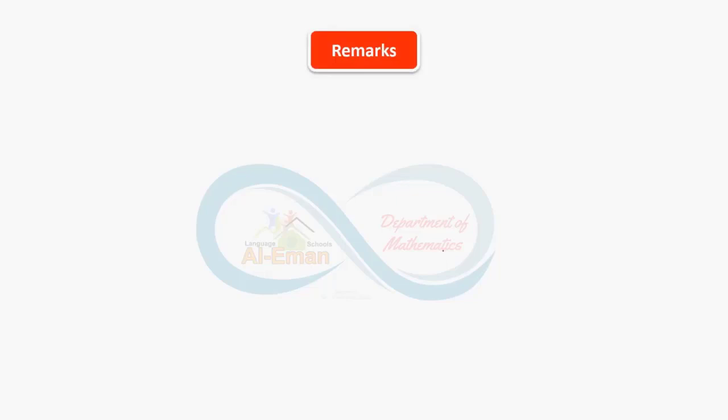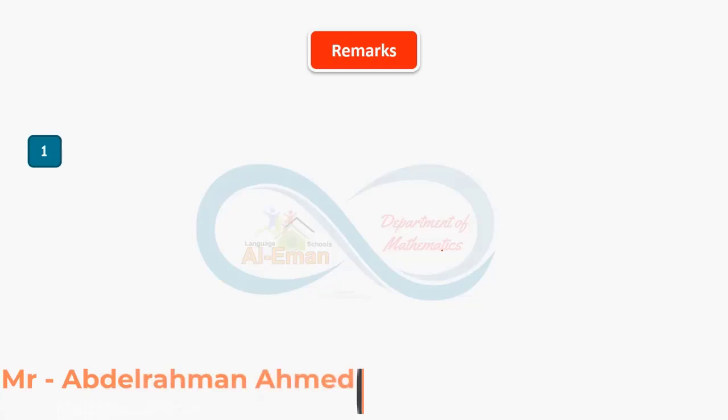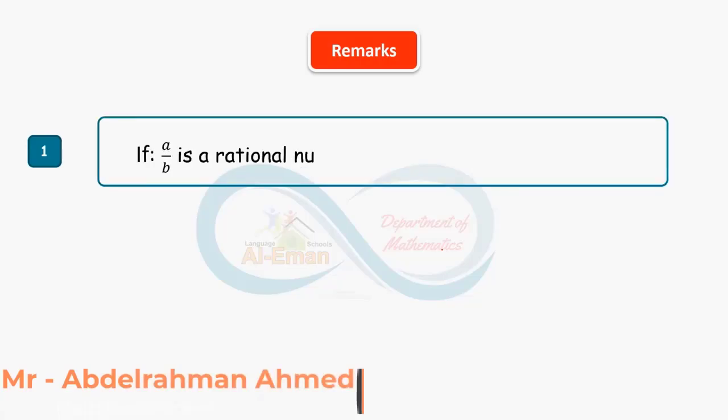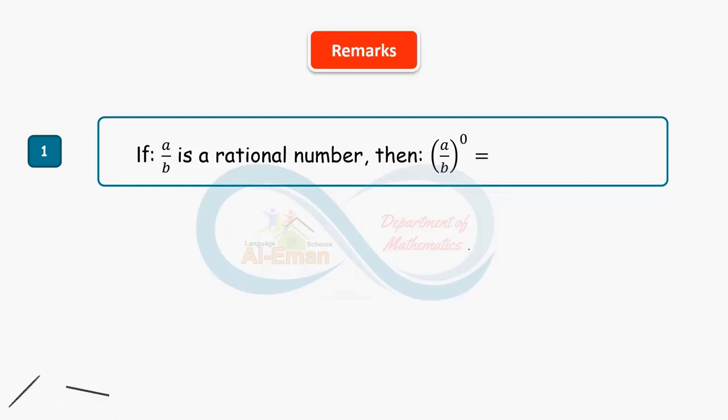Remarks. We have here some remarks. Note number 1: if a over b is a rational number, then a over b to the power 0 equals 1, where a is not equal to 0.